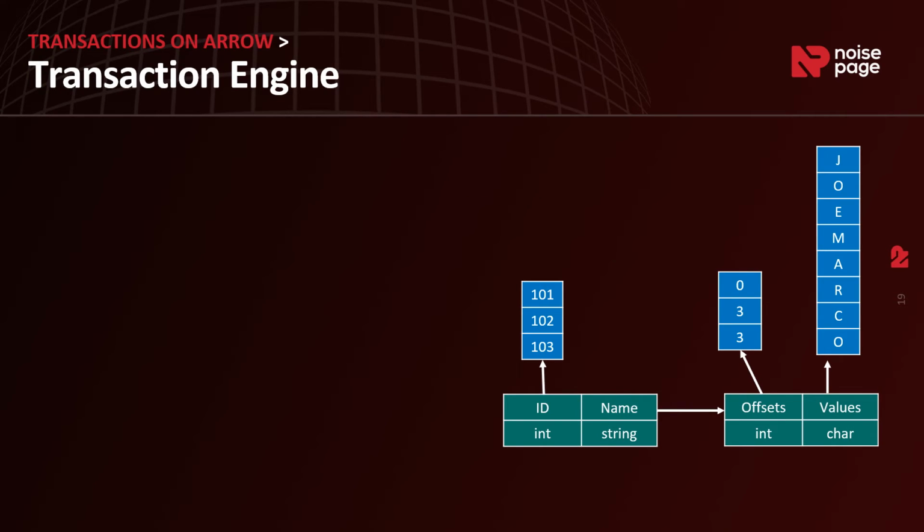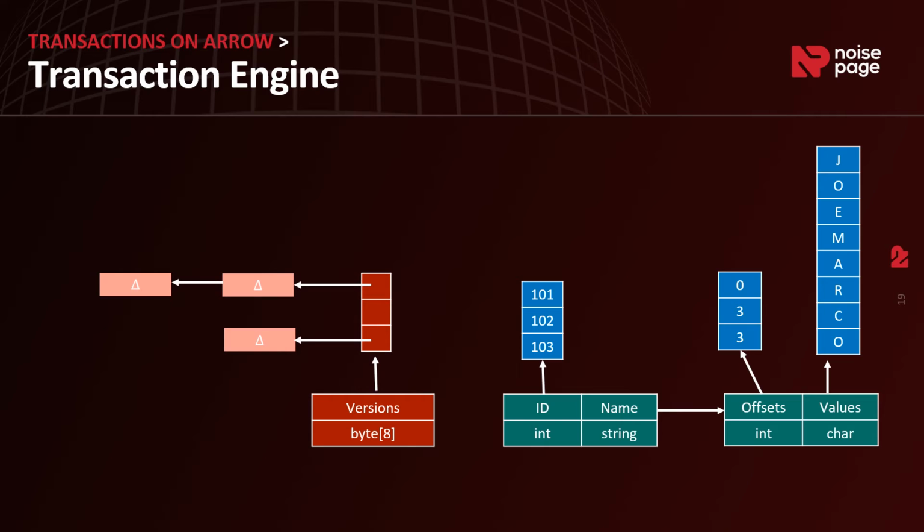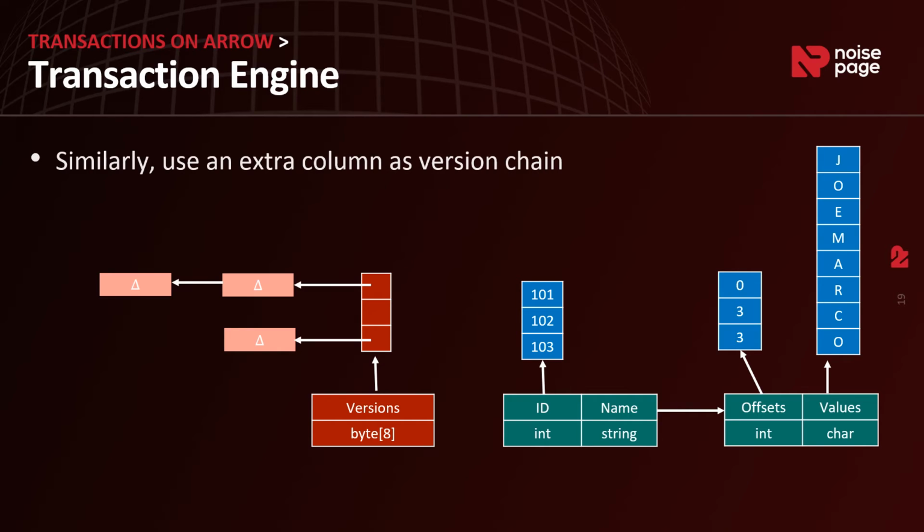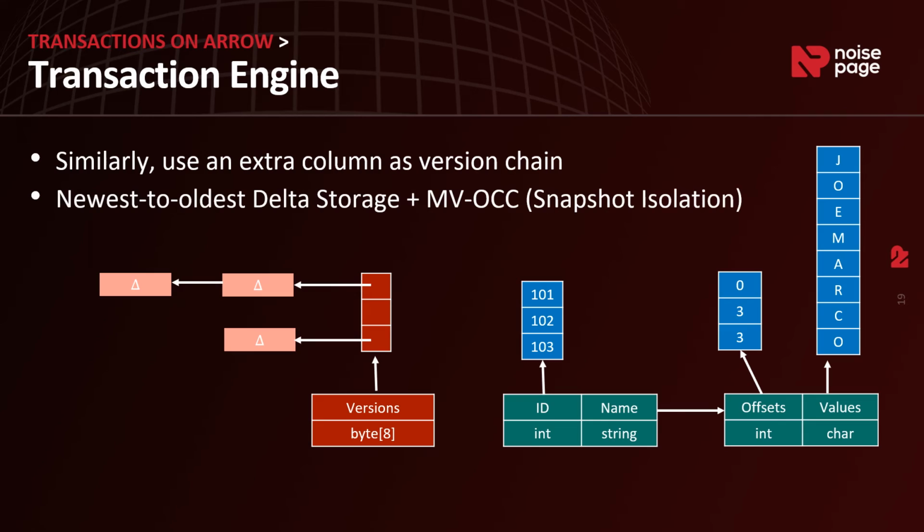To get a fully functional transactional engine out of this idea, we allocate one last extra column for use as a version vector. This holds a physical pointer to the start of a version chain. Our system uses newest to oldest version chaining, where every entry is a delta. We can then use the tried and true multi-version OCC protocol to implement transactions. A transactional workload would add a delta to the version chain and then modify values in place.